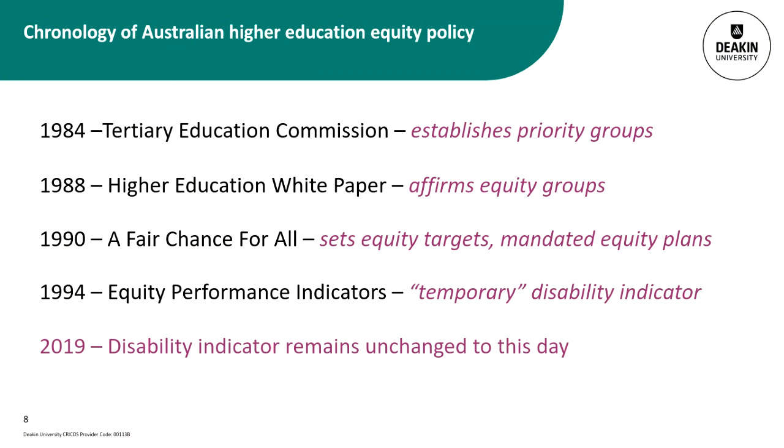As a bit of a lesson for anyone involved in policy, the temporary indicator for disability in 1994 has remained unchanged to this day, and several researchers and several policy consultation processes have sought to improve or change or refine the indicator, but it hasn't changed at all. I think it's a reminder that if we're going to do things in policy and around inclusion, we should be really mindful that what might be considered temporary may well become permanent very quickly. So this chronology of equity policy highlights that disability has been there within higher education as a policy priority for 30 plus years, a long period of time.